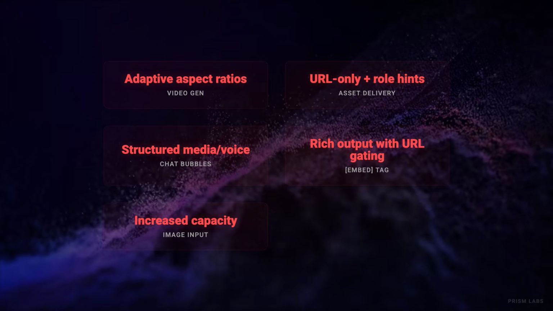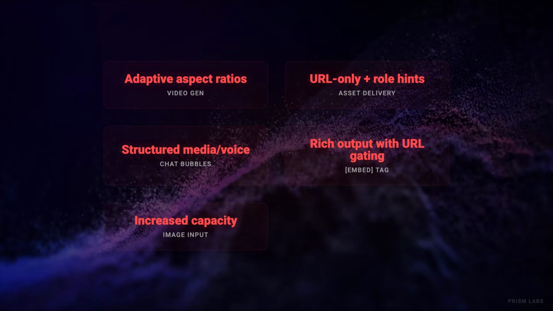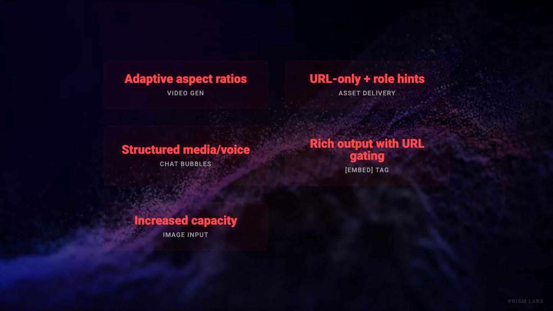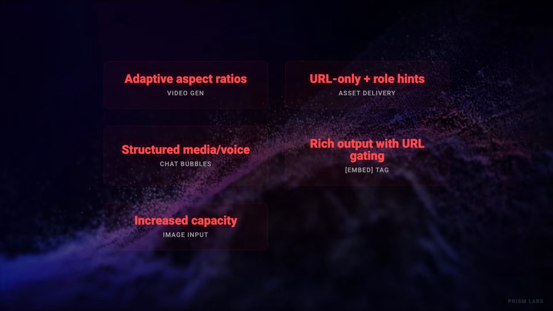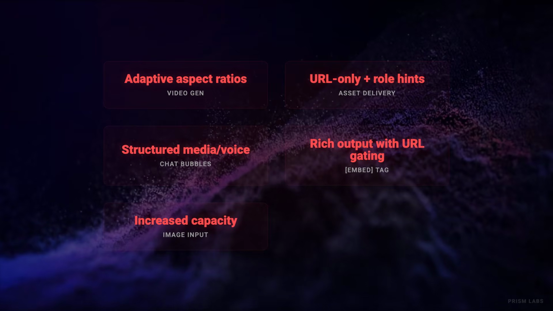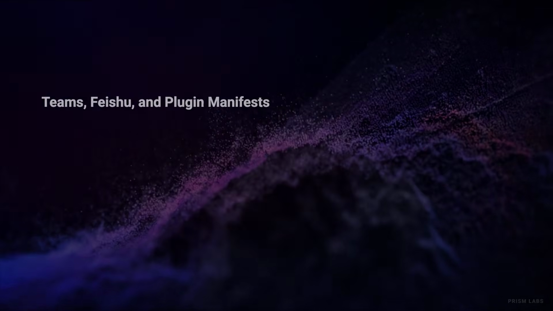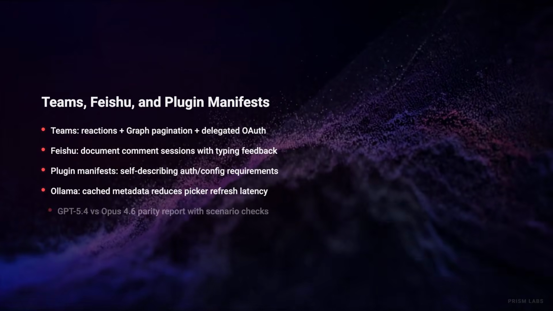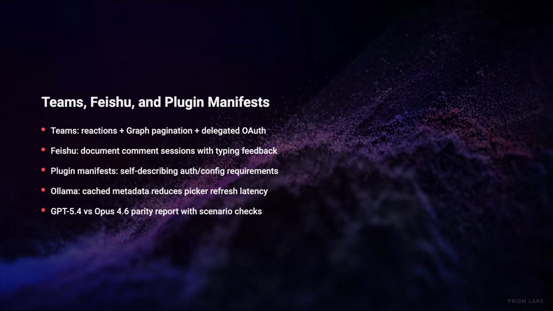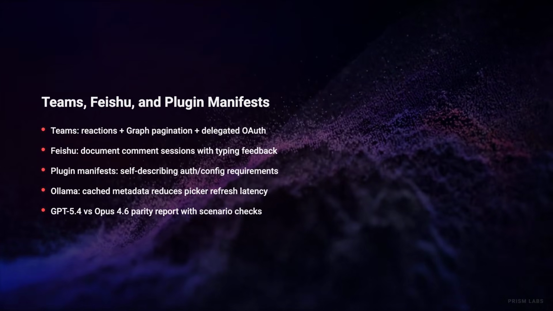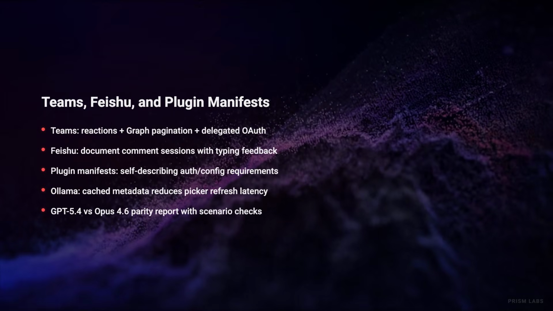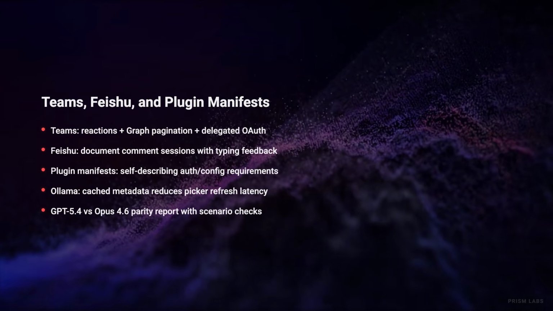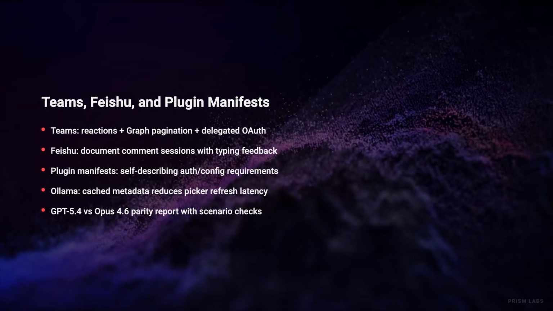The new Embed Rich Output tag lets the agent include external content with configurable URL gating for security, so the agent can embed content but administrators control which external sources are allowed. Microsoft Teams gets reaction support, both sending and reading reactions, with graph pagination for handling large conversation histories, and delegated OAuth specifically for the reaction sending path, while preserving application auth for reading.